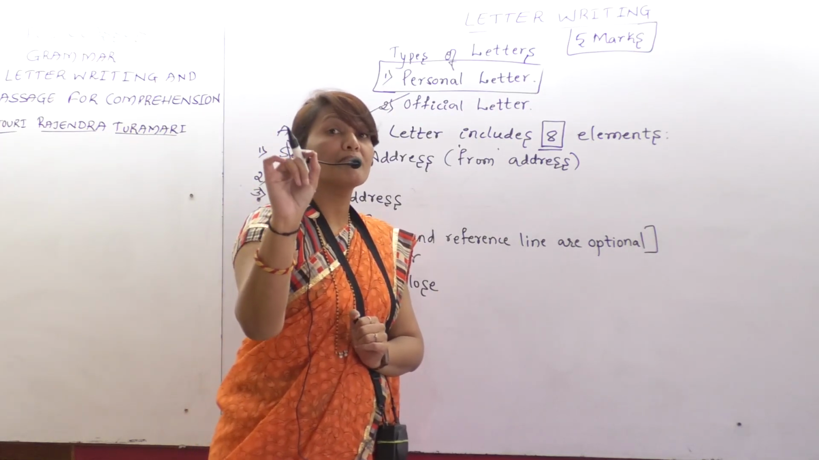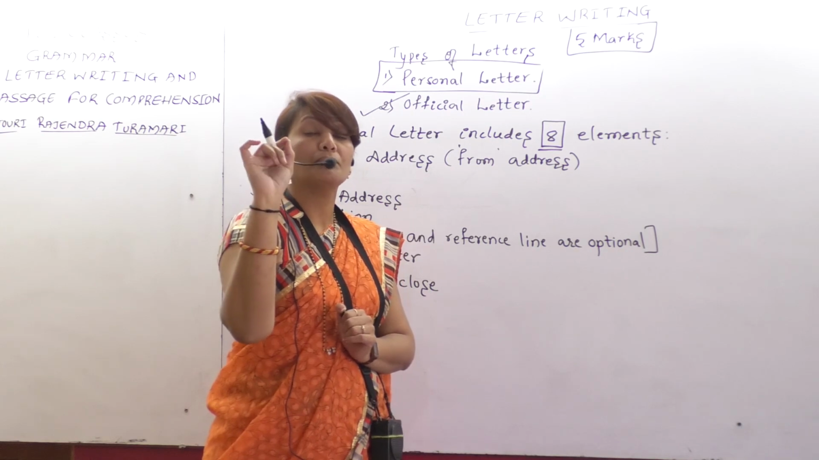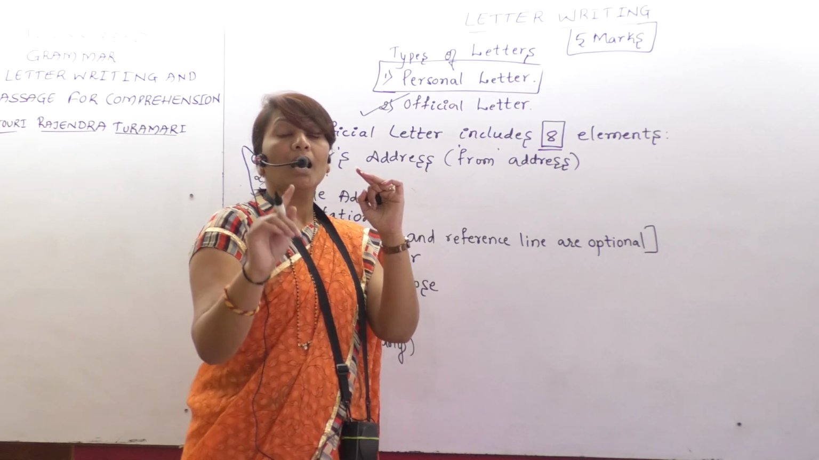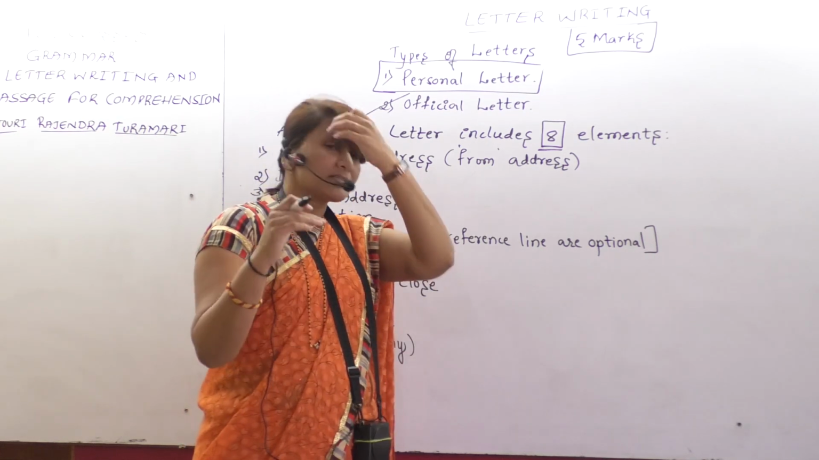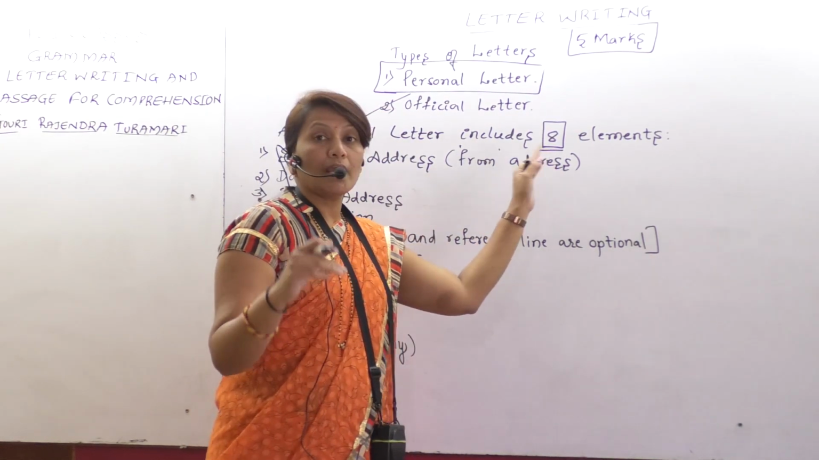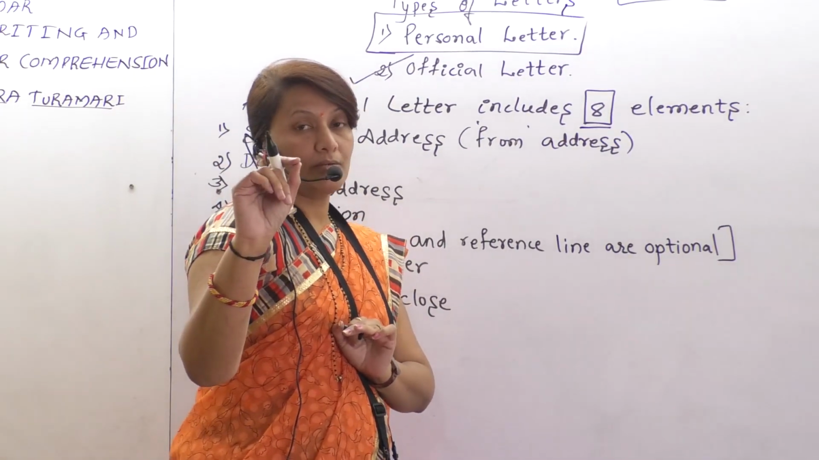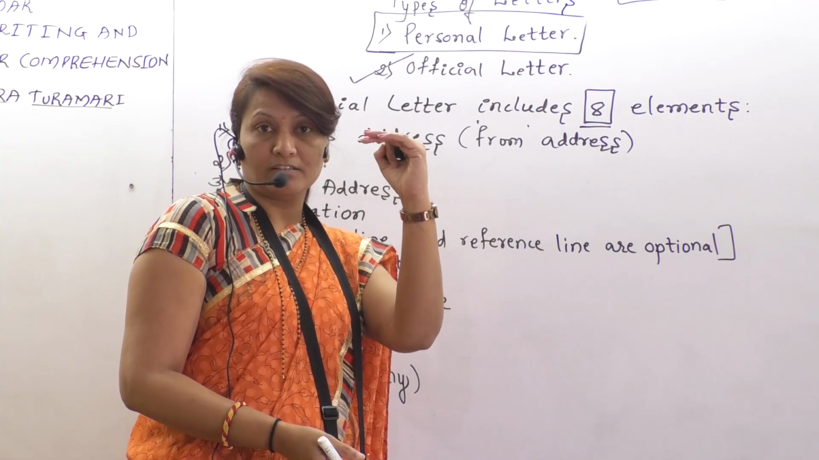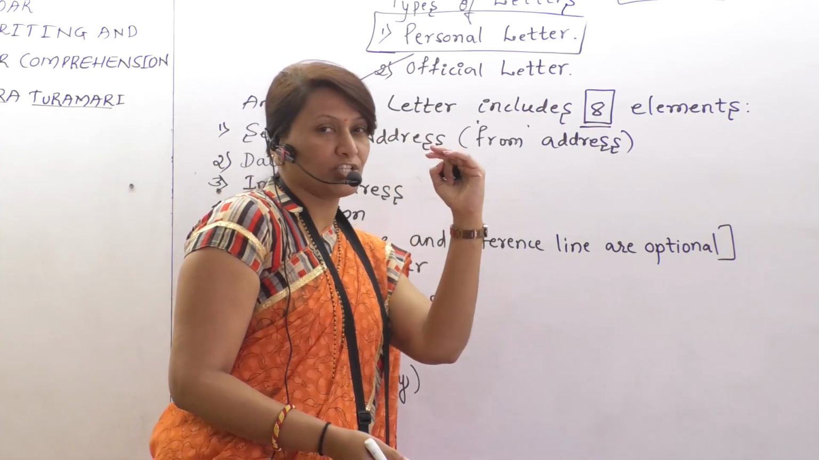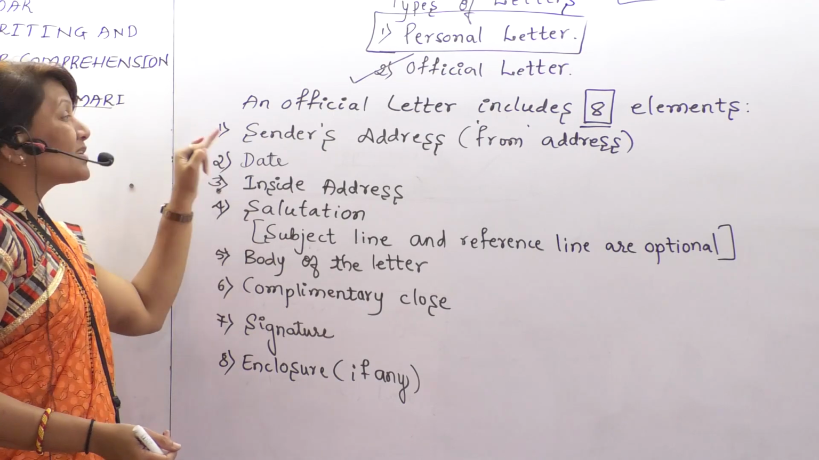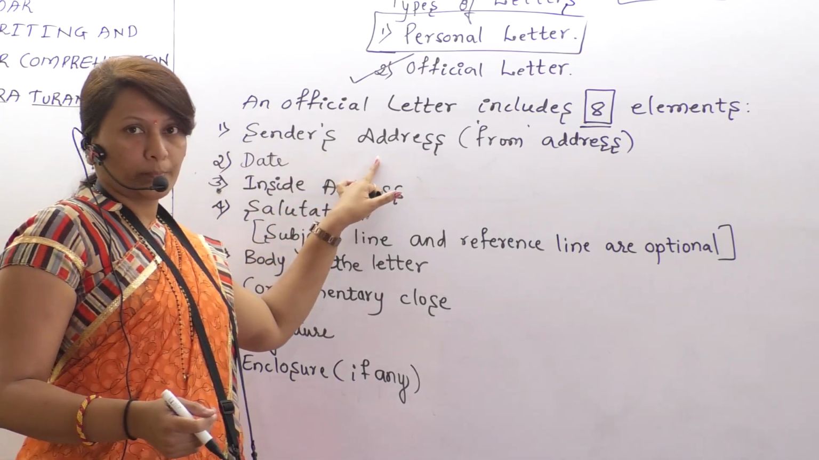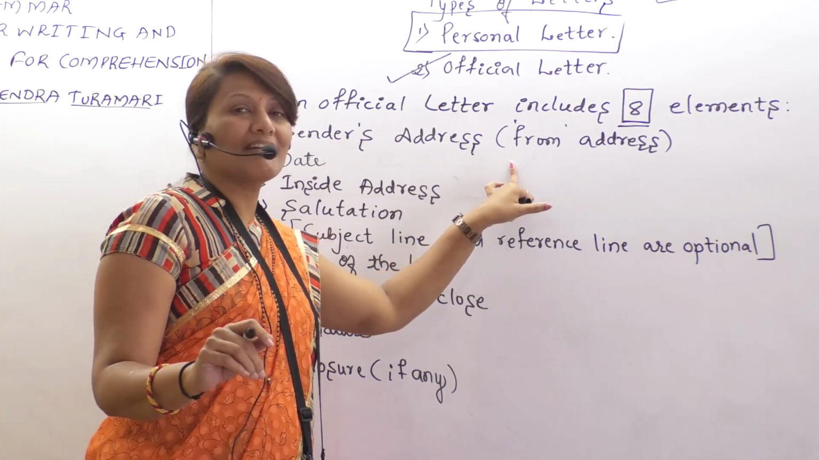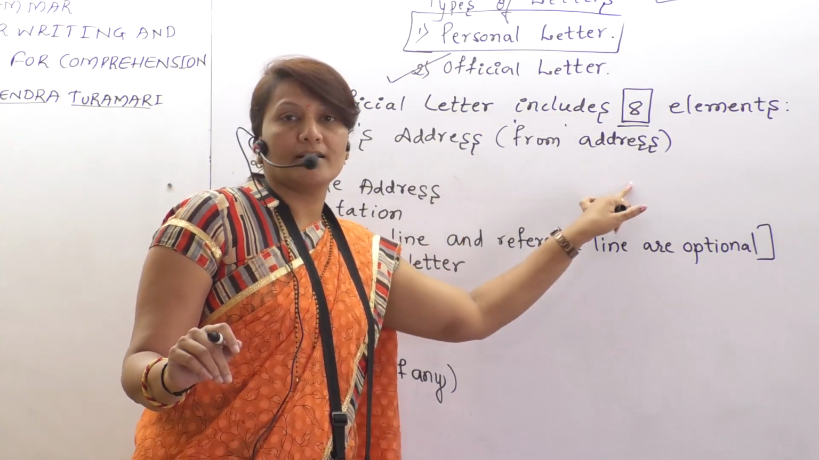We have to remember 8 elements or points to elaborate an official letter. So now let us see what are those 8 elements which help us to present our official letter more attractively. So the first one is sender's address. In your old language it is called from address.